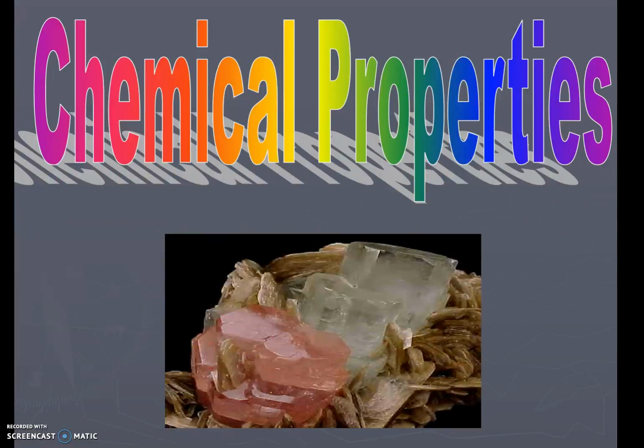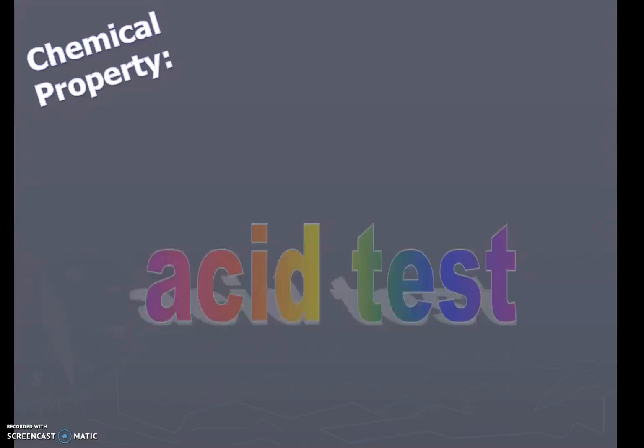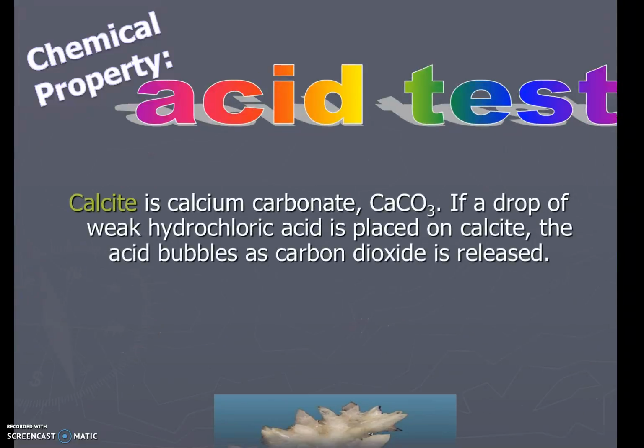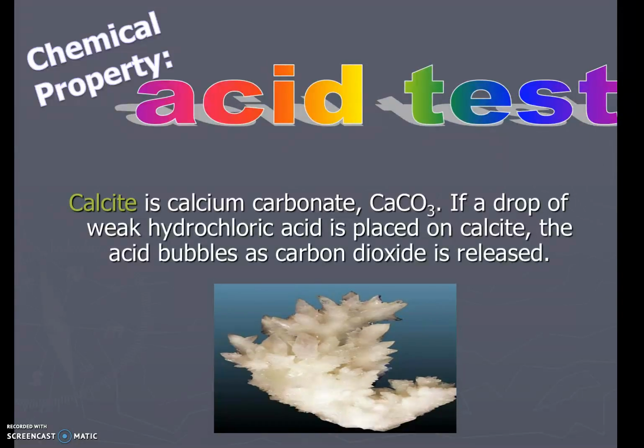So those are our physical properties, and now we're going to talk about some chemical properties of minerals. First would be an acid test. Calcite, which is made of calcium carbonate, if you put a drop of weak hydrochloric acid on it, it bubbles as carbon dioxide is released. It's a chemical property because carbon dioxide is being released and changing the chemical makeup of the mineral.